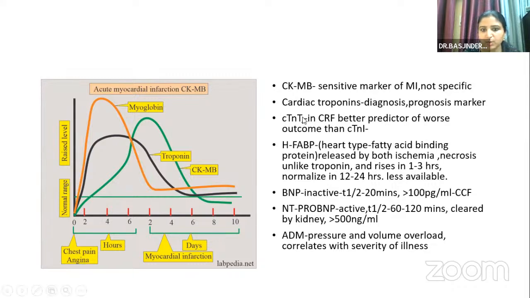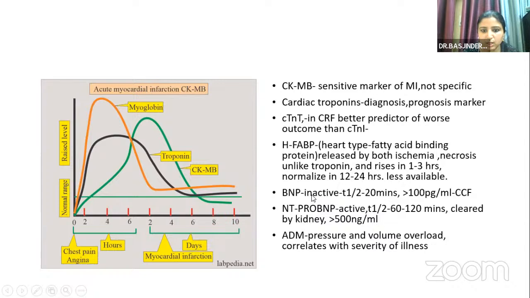Cardiac troponin T specifically, among the three troponins we have, is a better predictor of worse outcome as compared to I. Heart type fatty acid binding protein, that is HFABP, is released by both ischemia and necrosis, unlike troponin, which is released only when there is necrosis. It rises in 1 to 3 hours and normalizes in 12 to 24 hours. It's a good biomarker as compared to troponin, but it's less available.